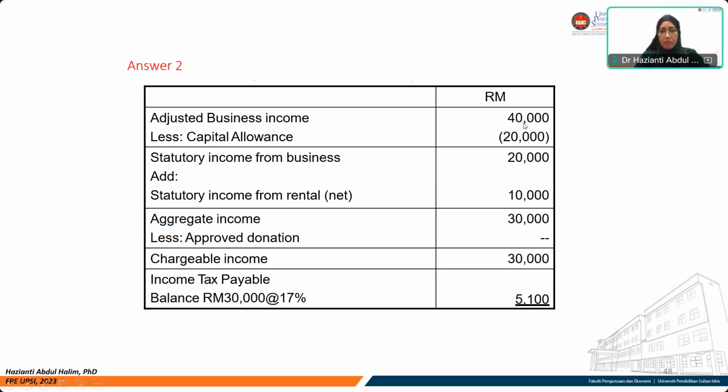Okay, we just take the business income 40,000. We deduct the capital allowance first. So we have statutory income from business 20,000. Add our rental income 10,000. So our aggregate income 30,000 and the tax will be paid on the 30,000. Because we cannot put income up here, we have to separate because the capital allowance is only deducted under business income, not under rental income.